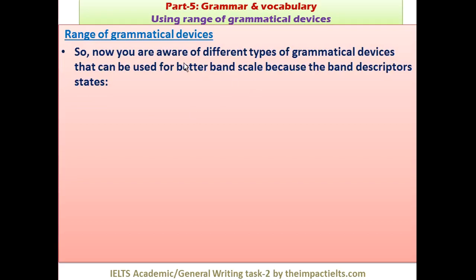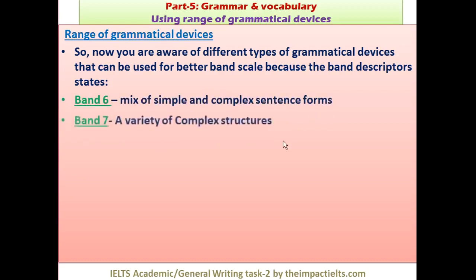So we are now aware of different types of grammatical devices that can be used for a better band score, because the band descriptor states, what does it state? Band 6 is a mix of simple and complex sentence forms, right? And I have already told you that. Band 7 is saying a variety of complex structures. And by now, you must have understood what the ways of making complex structures are.